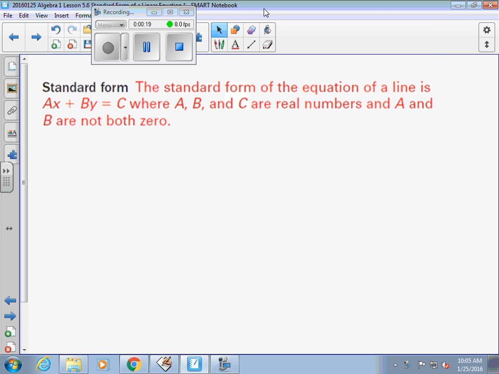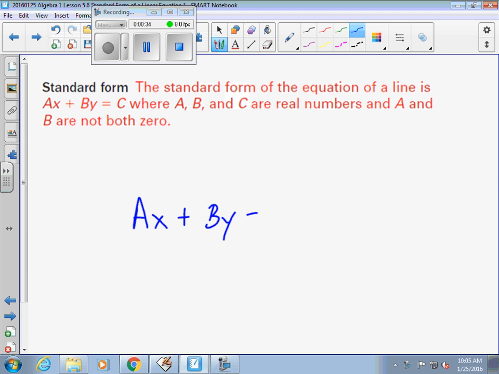A, B, and C represent real numbers, and A and B are not both zero, because if they were both zero, you wouldn't have an equation at all. So standard form is something times x plus something times y equals C. It doesn't say in here that there are no fractions, but when you're dealing with standard form, you don't want to show any partial numbers. You want whole numbers, what we consider rational numbers.